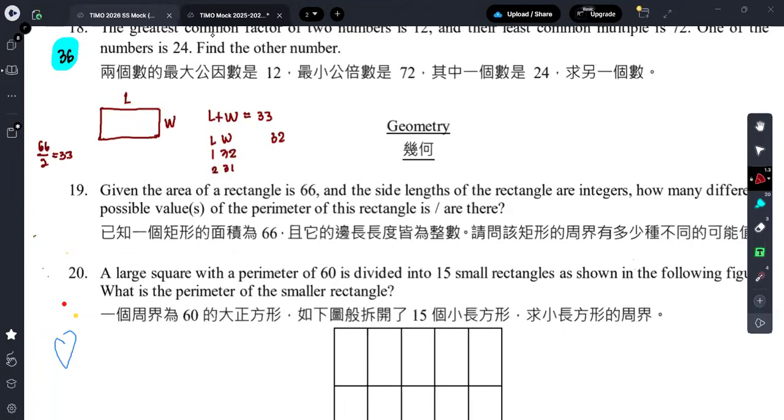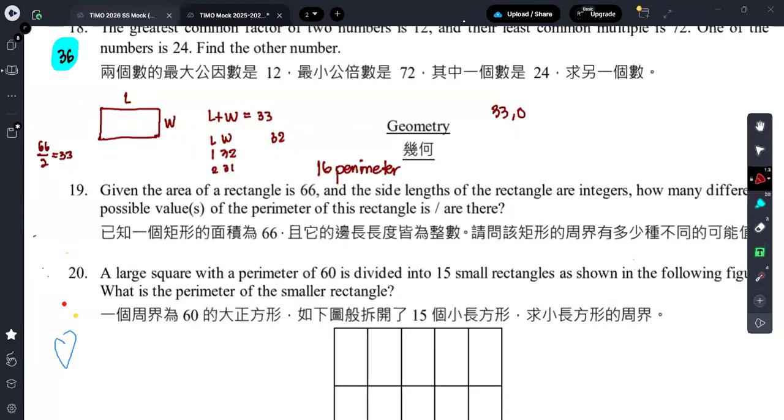How many possible perimeters do we have? We have 32 divided by 2, that is 16. So there are 16 perimeters. Take note that we cannot have 33 and 0. Why? Because we cannot have side length 0. So that is why we will start with 1 and 32.